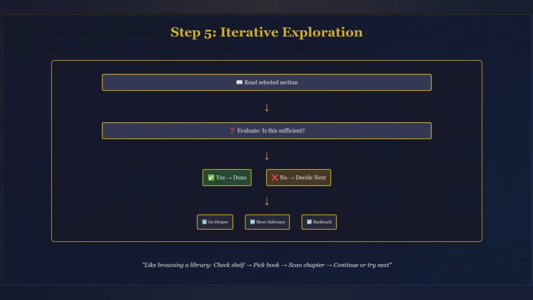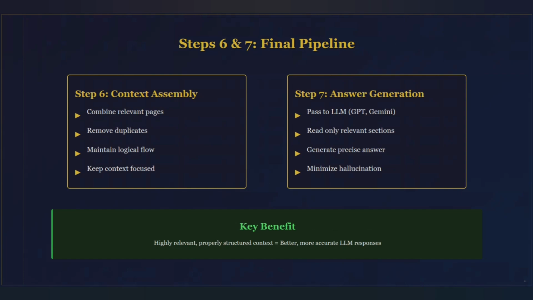It's like being in a library. You find the right bookshelf, pick a book, scan the chapter. Not quite right? You check the next chapter or grab a different book from the same shelf. Steps 6 and 7 complete the pipeline.